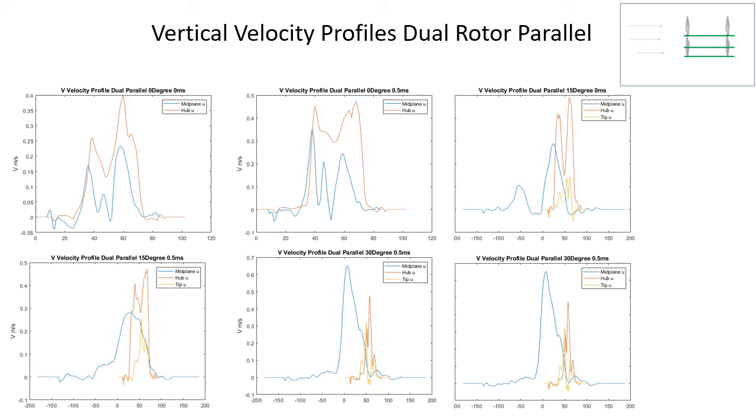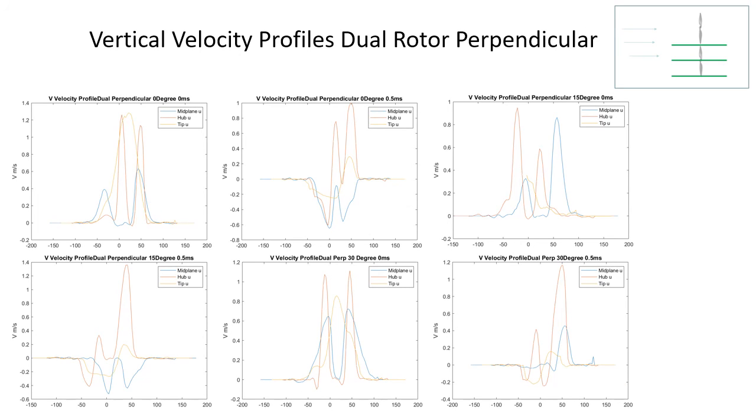For this one, this is the dual rotor in the parallel configuration. The midplane and the hub had the two maximum velocities, with the hub having a distinct drop in velocity directly above the rotor hub, surrounded by two maximum peaks of velocity. And then the midplane had a more single peak vertical velocity, right at the center.